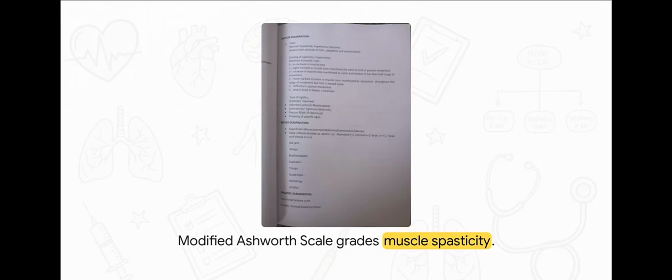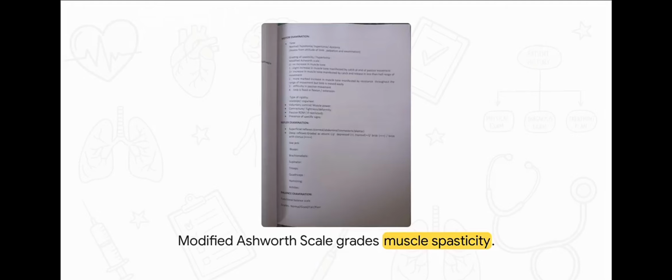It goes from no increase in tone all the way to a limb being fixed in a rigid posture. You see, in certain neurological conditions, muscles can become hypertonic, meaning excessively stiff. This scale allows a clinician to passively move a patient's limb and actually grade that resistance.